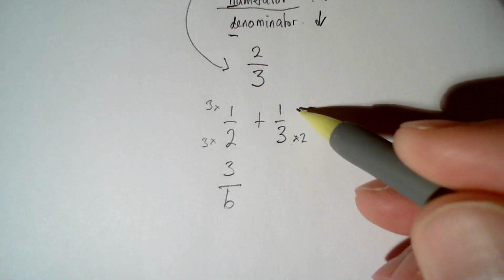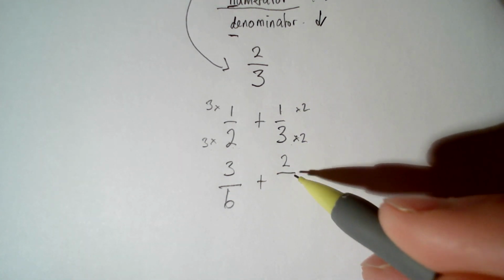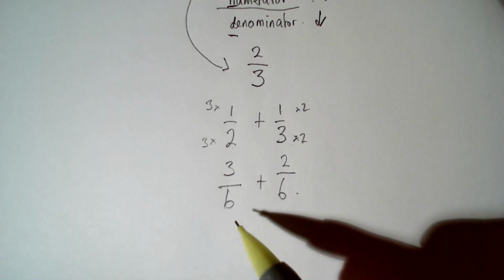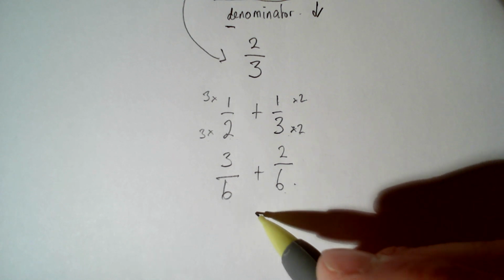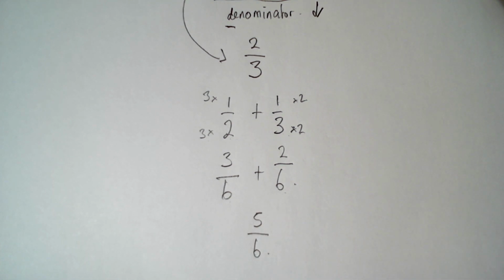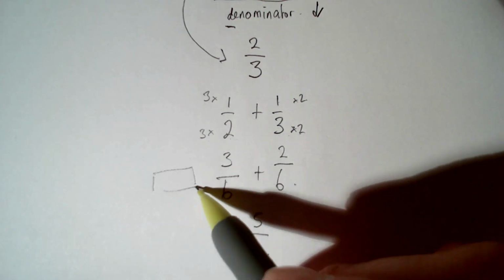And then the opposite denominator here is 2. So 2 times 1 is 2 and 2 times 3 is 6. Now our denominators are the same and we can go ahead and add the fractions. 3 plus 2 is 5, adding only the numerators. So let's take a closer look at that.